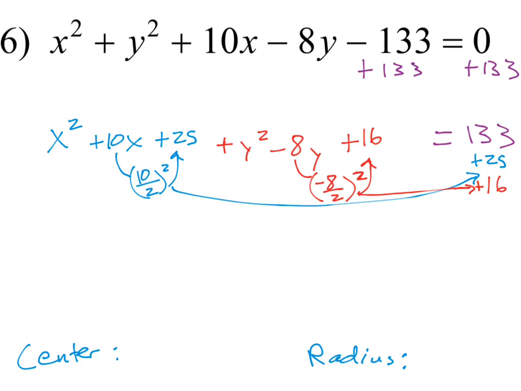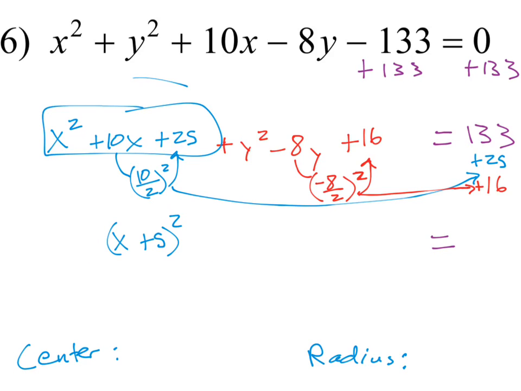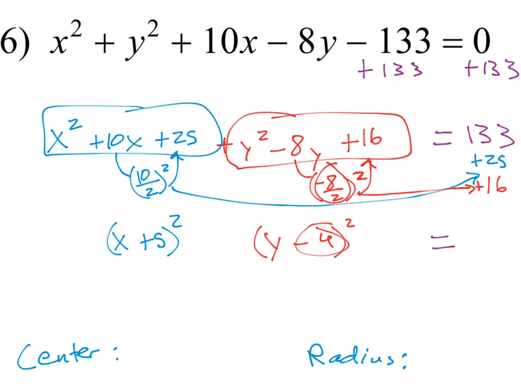And now that we've done that, we can rewrite both of these parts as perfect squares. The blue part comes out to be x plus 5 squared. If you were to re-square this, you'd get this, so we're unsquaring it, turning it into the perfect square that it is. And then for the y part, we got y minus 4 squared.